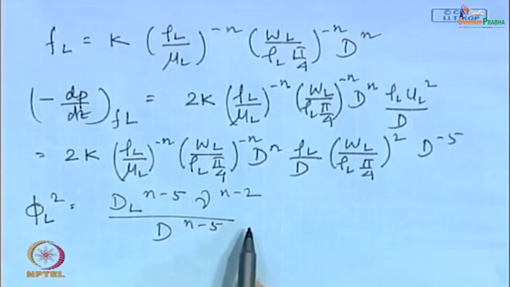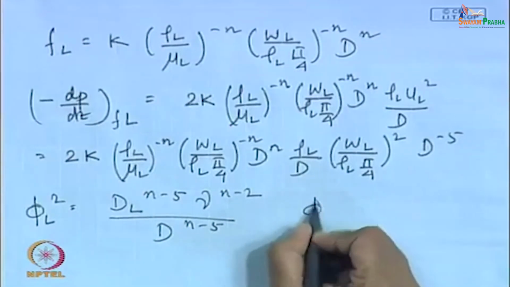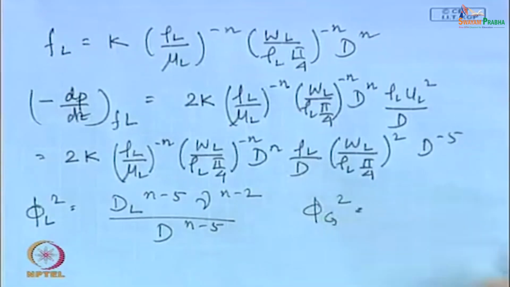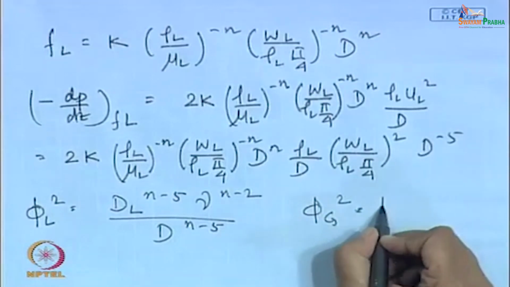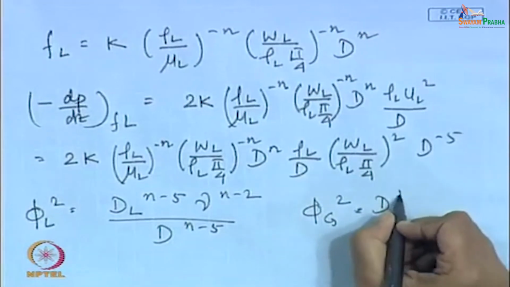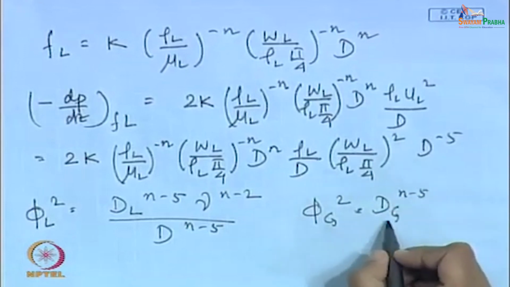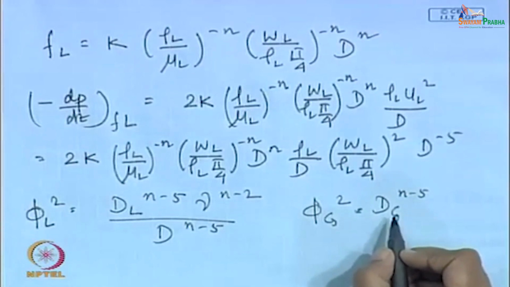Similarly, we can proceed and we can arrive at a phi g square as well. Yes or no? Fine. This will again be dg to the power n minus 5, where dg is the hydraulic diameter of the gas occupied portion. Any doubts? Any doubts? You can raise your hand.